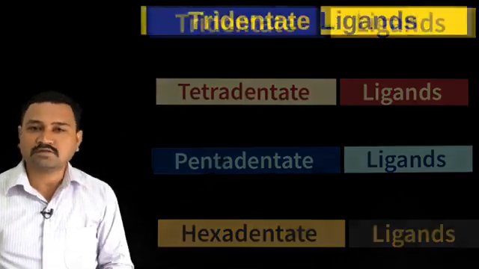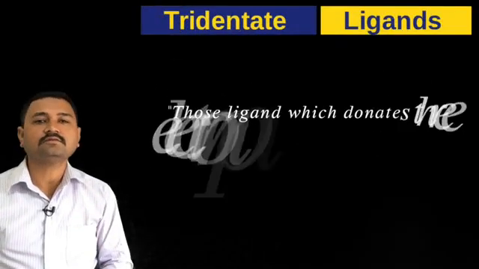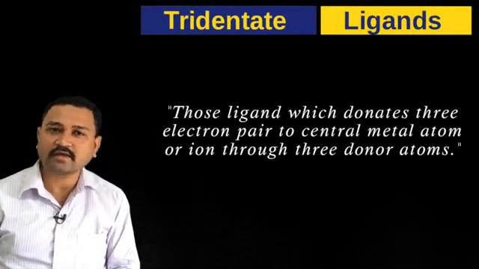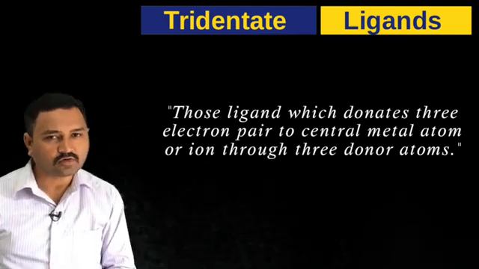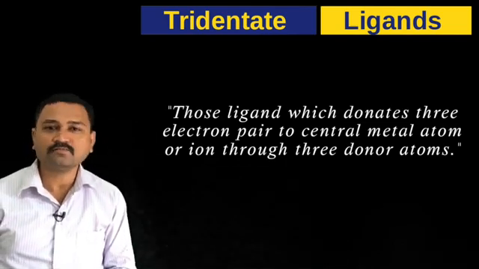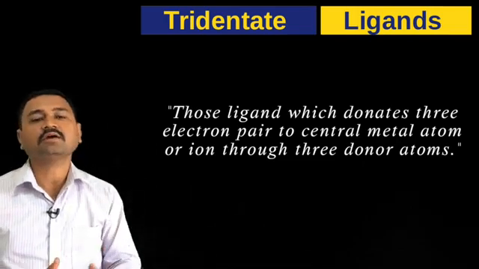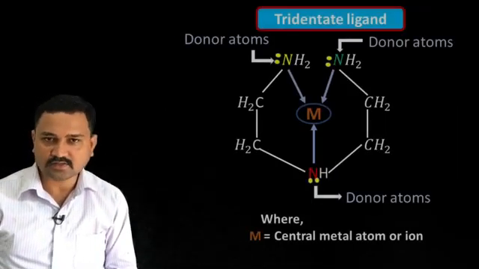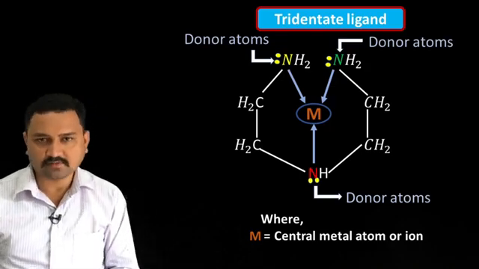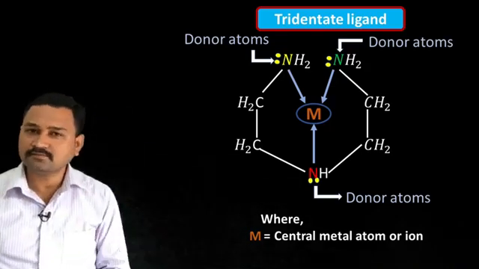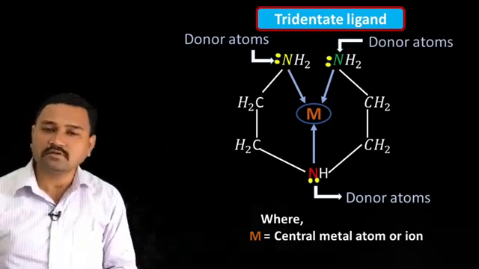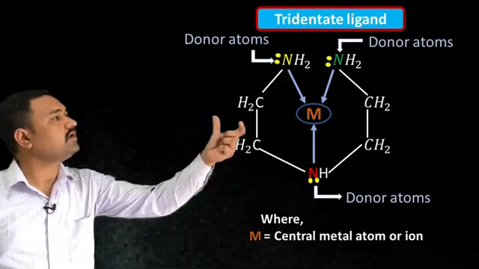So first, the tridentate ligand. We know that tridentate ligands are those ligands which donate three lone pairs of electrons to the central metal atom or ion through three donor atoms. If I consider an example, diethylene triamine is the first example. Here there are three nitrogen donor atoms of amine groups.